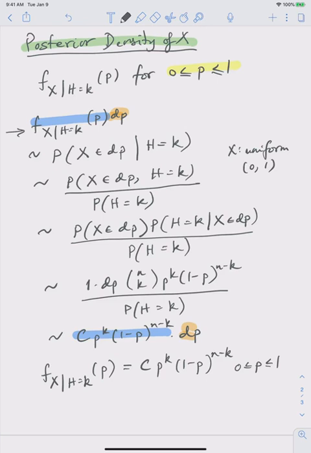And this is beta k plus 1 and n minus k plus 1. And so what we have shown is that if you start with the uniform prior and you observe k heads out of n tosses, then your posterior density is also a beta. It's just that the parameters have changed. And exactly how have the parameters changed? I'll just make a note that this is the posterior here.